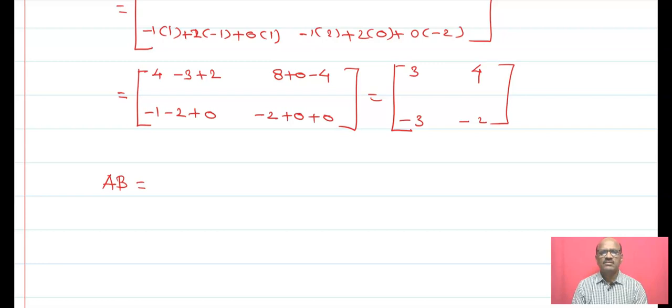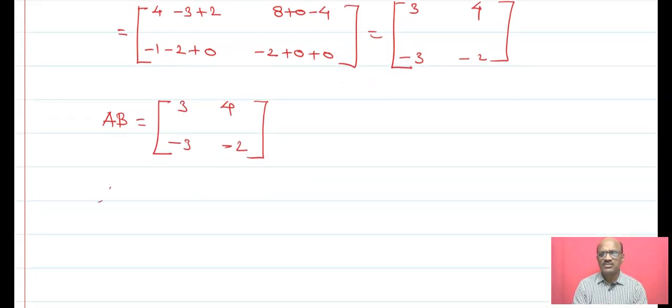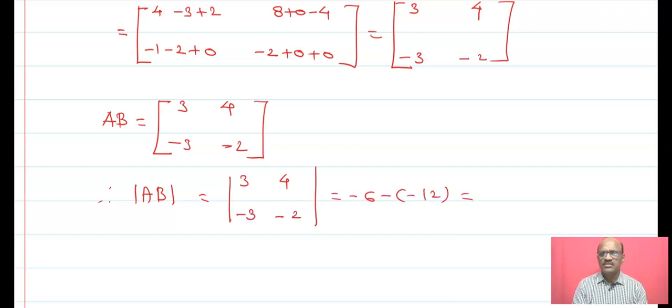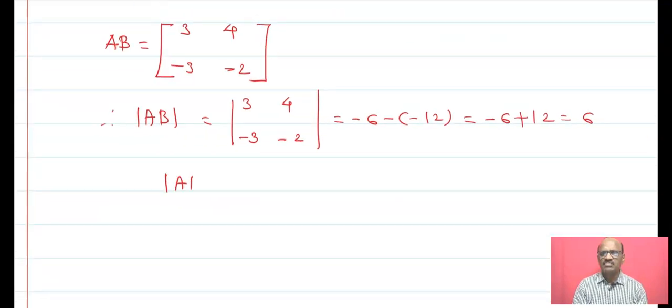Now we will find out the determinant of AB. If it is singular, then the determinant of this matrix AB is 0. If it is non-singular, then the determinant is not equal to 0. That is 3, 4, minus 3, minus 2. Therefore, you will get minus 6 and minus in bracket minus 12. That is minus 6 plus 12, which equals 6. Therefore, the determinant of AB is not equal to 0. Therefore, AB is a non-singular matrix.